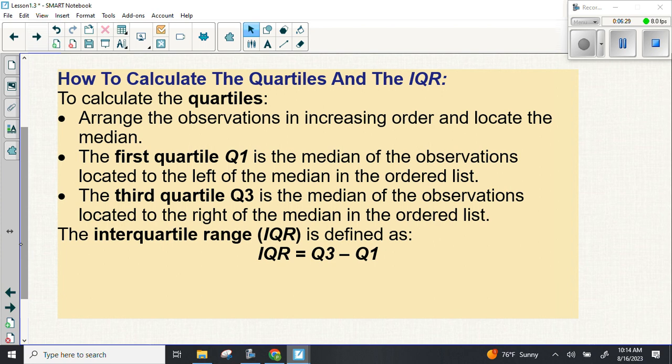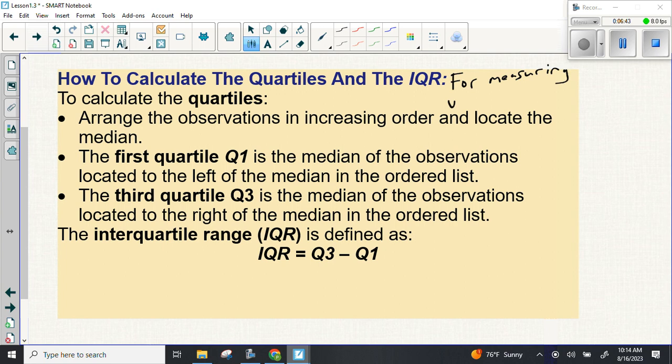I'm actually going to add a little something to this: I would use interquartile range for measuring variability or spread of skewed distributions. Let's say that better. I think that's an important fact.